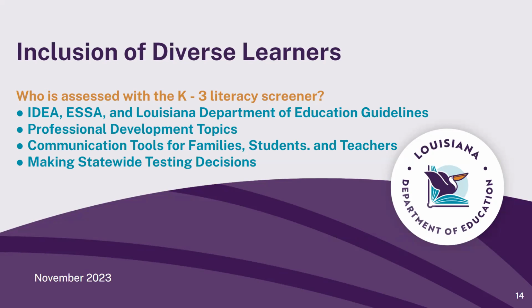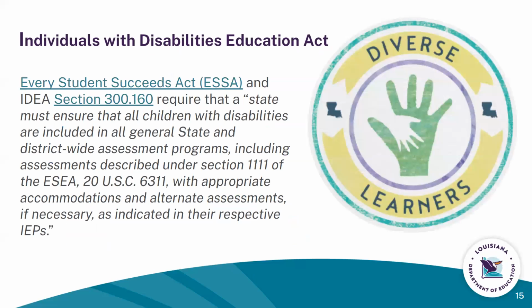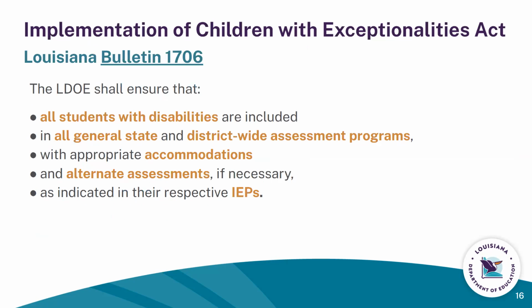In this section, we'll discuss who will be assessed using the K-3 literacy screener. IDEA sets the expectations regarding students with disabilities and their participation in state and district assessments. ESSA and IDEA highlight the need to ensure that all children with disabilities are included in all general, state, and district-wide assessment programs, with appropriate accommodations and alternate assessments if necessary, as indicated on their respective IEPs.